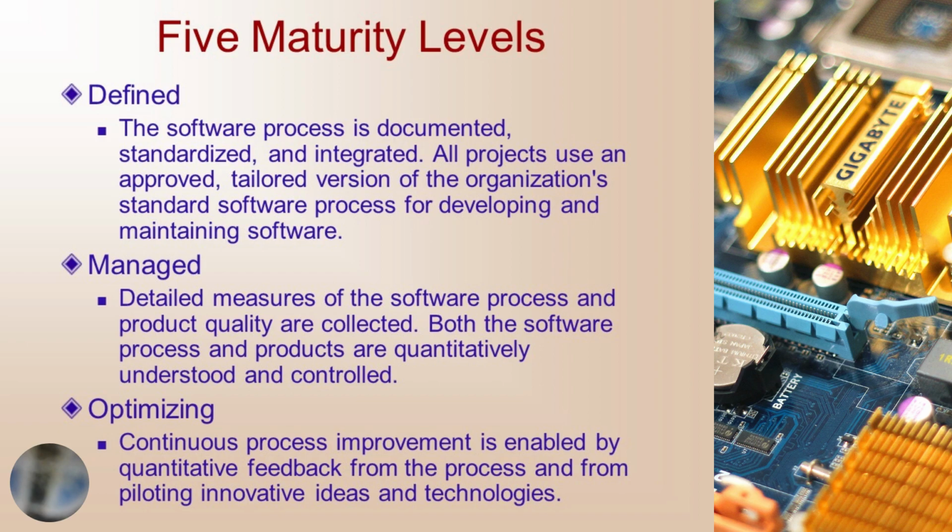Defined. The software process is documented, standardized, and integrated. All projects use approved, tailored versions of the organization's standard software process for developing and maintaining software. Managed. Detailed measures of the software process and product quality are collected. Both the software processes and products are quantitatively understood and controlled. Optimizing. Continuous process improvement is enabled by quantitative feedback from the process and from piloting innovative ideas and technologies.